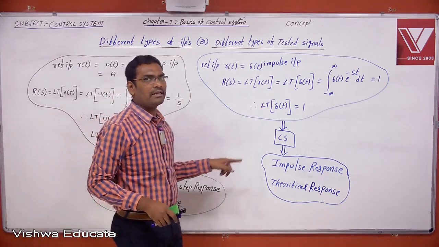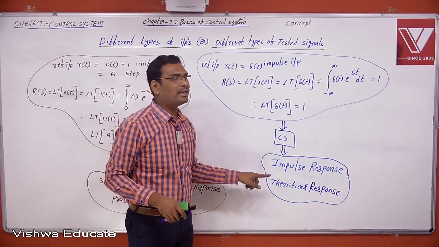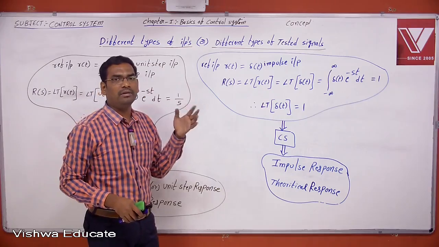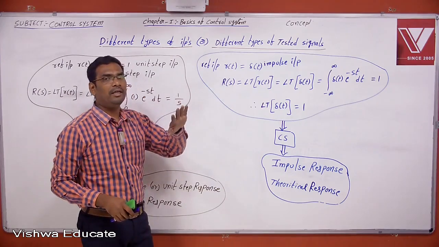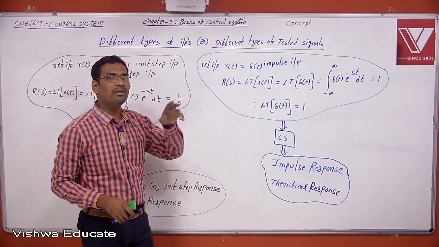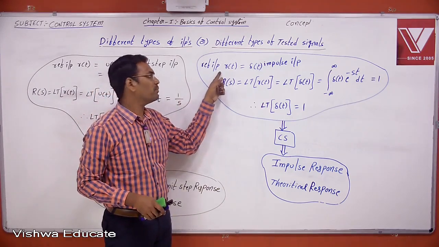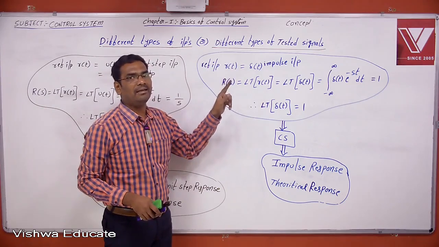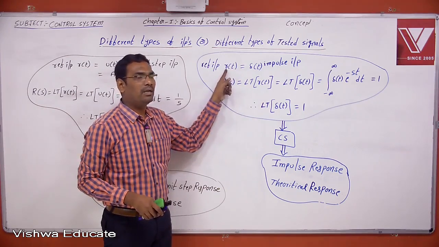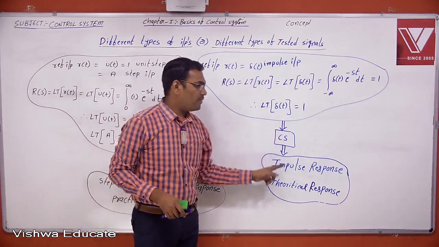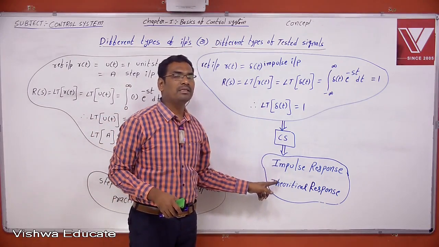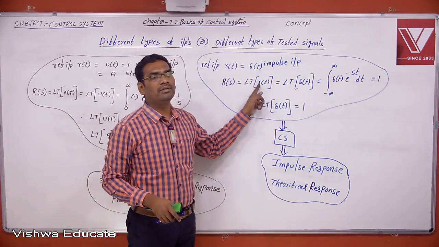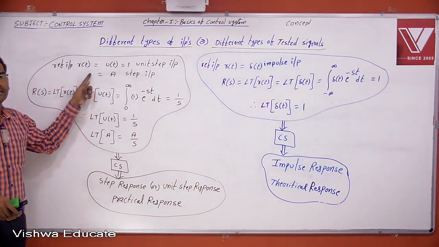For theoretical analysis, for mathematical calculations, there are so many theoretical inputs, ramp input, parabolic input and impulse input, but among all of them the best input is the impulse input. This impulse input does not exist practically, only for theoretical calculations. For theoretical calculations the best response is the impulse response. Therefore the impulse response is the theoretical response. For theoretical analysis the input is an impulse input. For practical analysis the input is a unit step or step input.